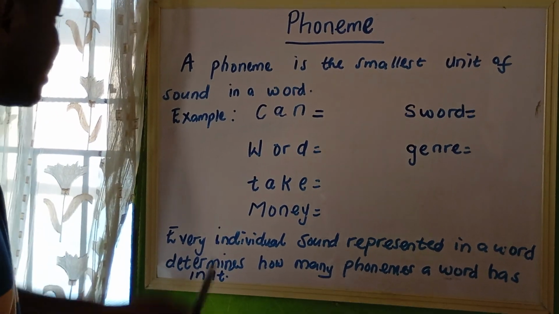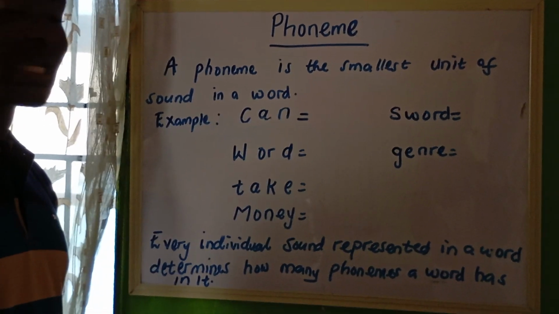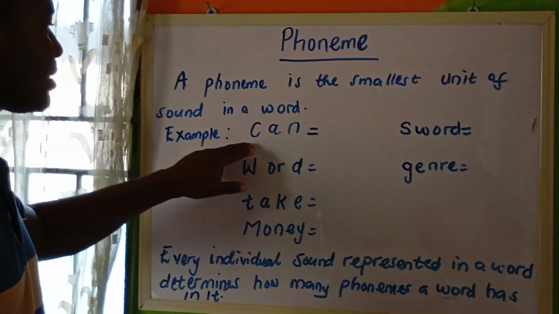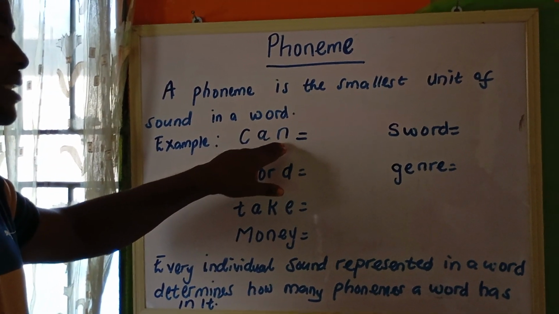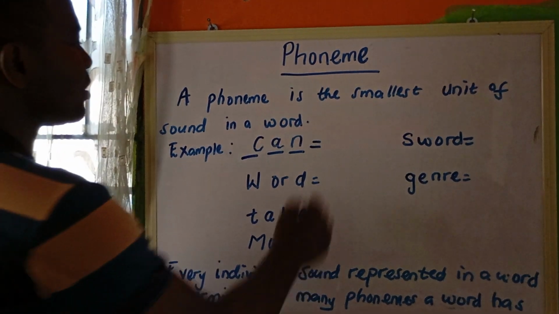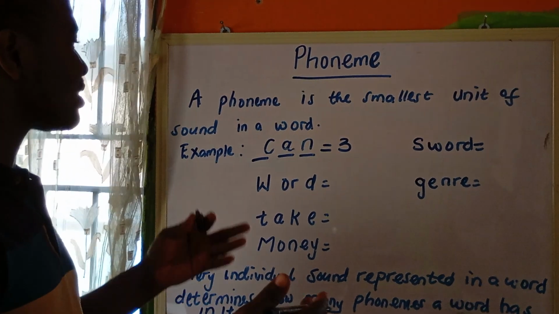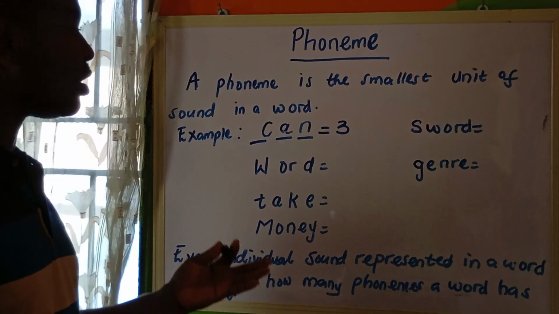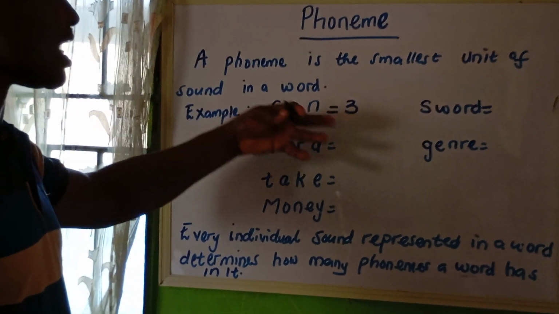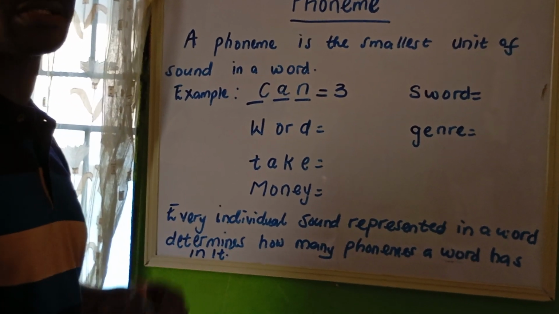How do we know that? The letter C makes a different sound, the letter A makes a different sound, and the letter N makes a different sound. So how do we go about it? We have k, a, n, and this makes the phonemes in can just 3 phonemes. So when a child is learning how to blend a letter to make a word, we should understand the number of sounds represented in the word is what we'll call the phonemes in that word.